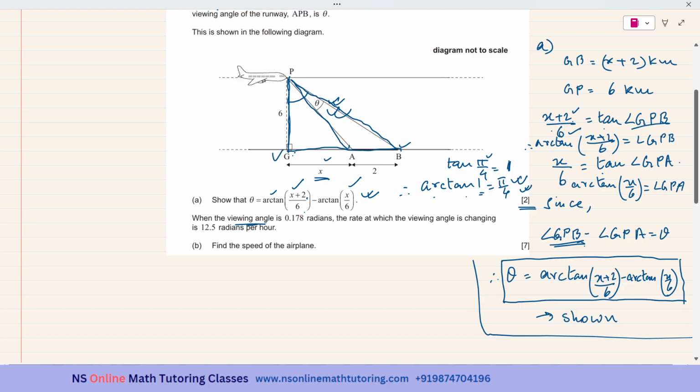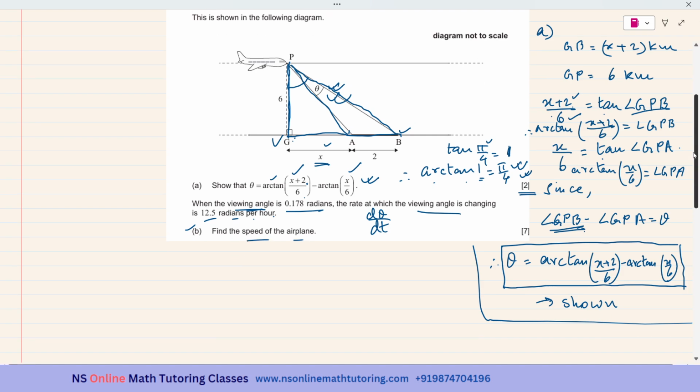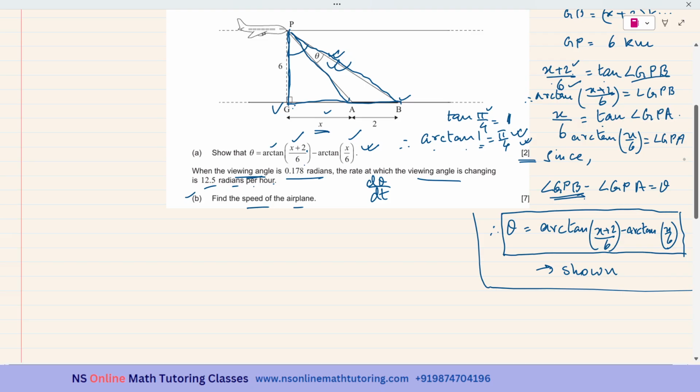When the viewing angle, that is theta, is 0.178 radians, the rate at which the viewing angle is changing, that means d theta dt, is 12.5 radians per hour. So part B's question is find the speed of the airplane. Okay, so that means speed will be what? dx dt.